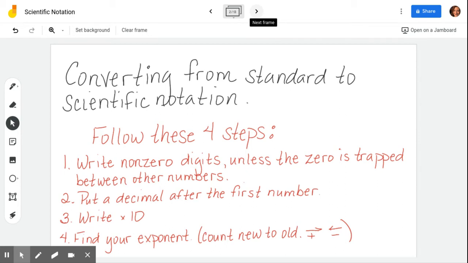Step number 2, you put a decimal point after the first number. It always goes in that same place. Step number 3, you simply write times 10. Step number 4 is the only step that takes any kind of brain power. You have to find your exponent. To find your exponent, you're just going to count moves. I'll show you all this in several examples, but you're going to count from your new decimal where you put it to the old decimal where it originally was. You count new to old. You spell the word no.